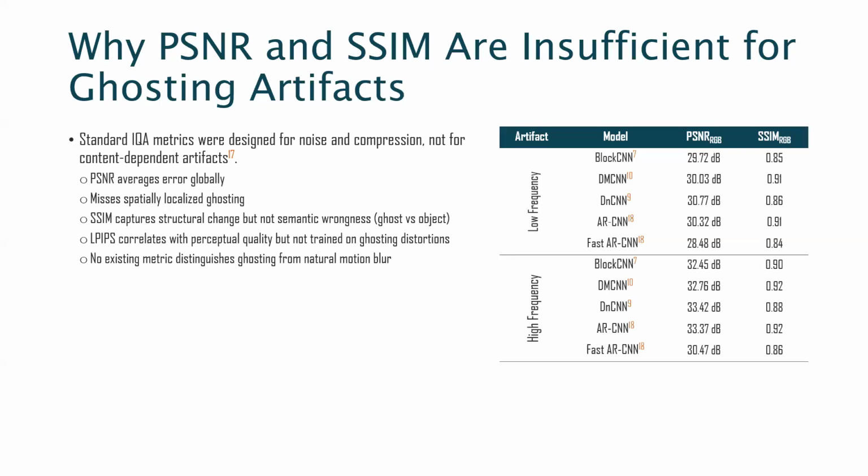But LPIPS, PSNR or SSIM can be as similar as it can be. No existing metric distinguishes ghosting artifacts from natural blur, and that is one of the problems: why PSNR, SSIM and LPIPS cannot address those specific issues.